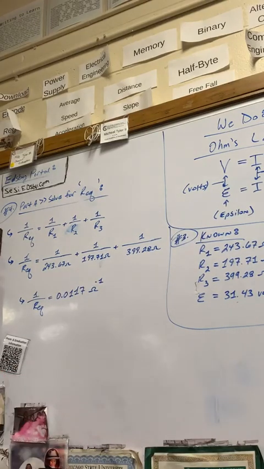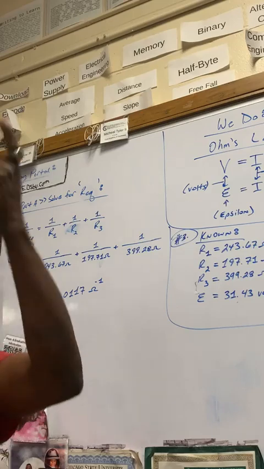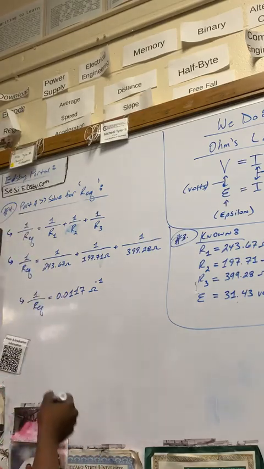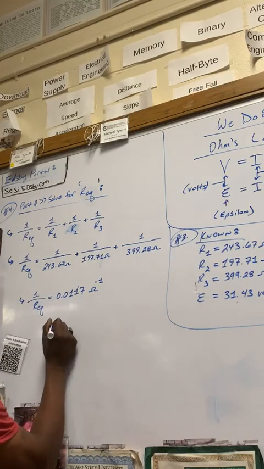Since it's 1 over REQ, it's omega raised to negative 1. All right? So y'all can be like, what is your idea? That's not the REQ though. That's 1 over REQ. So we got to do a special math technique where we flip or do the reciprocal, right? Inverse of a fraction. To do that, just write it again.